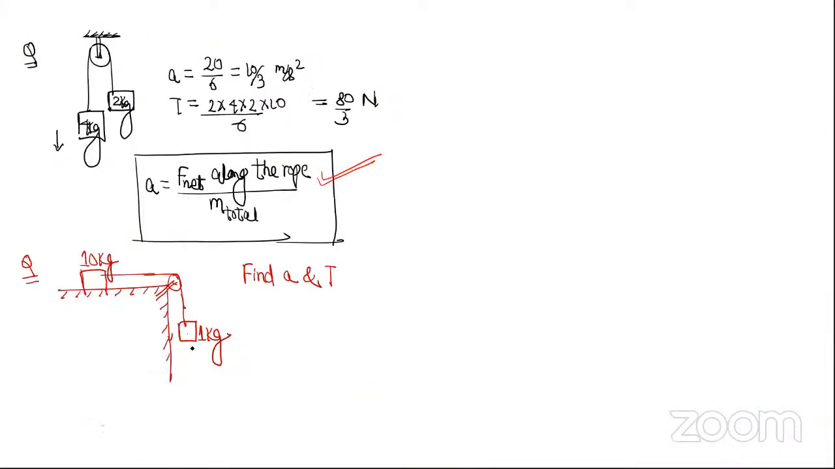Here you see there is how much force acting this side? 10 Newton gravitational force. Here there is 100 Newton gravitational force acting. But look at this formula: it is net force along the rope. This 100 Newton is not acting along the rope, but this one is. So along the rope the force is 10 only. By what is the total mass? Total mass is 11. So this is the answer. See how we can find the answer so fast.